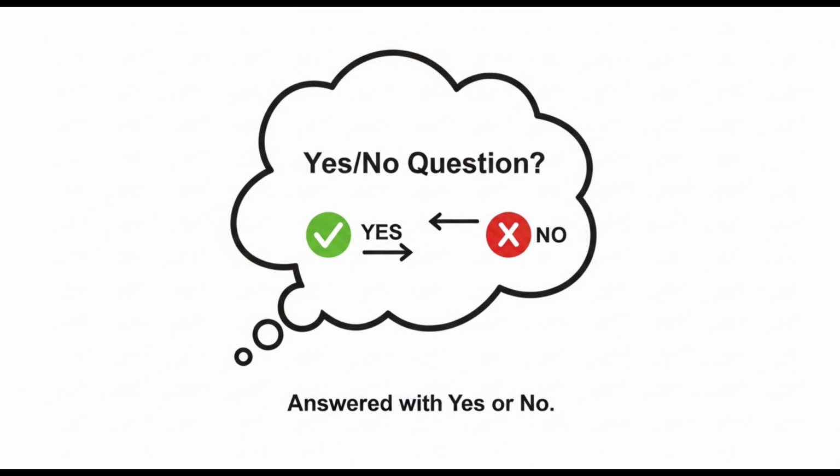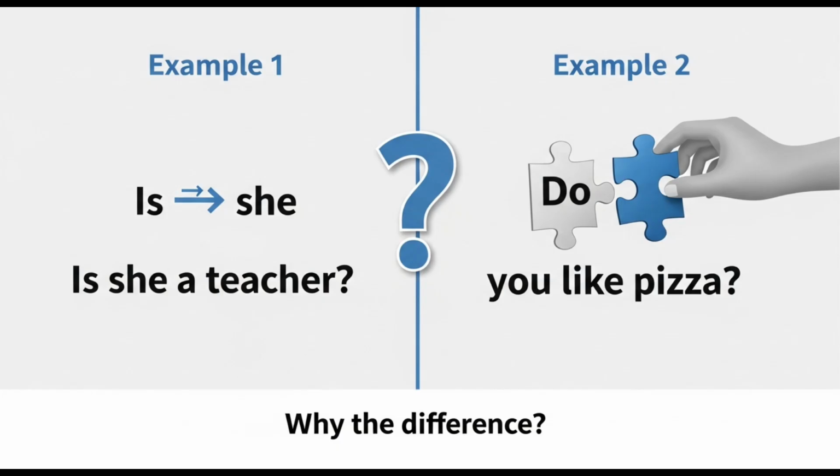So here is a sentence. She is a teacher. Is is the verb. Now, if I turn this into a yes-no question, it becomes, is she a teacher? So you'll notice the is and the she switched. Is she a teacher? Yes, she is a teacher. Or no, she is not a teacher. Both of those are possible answers.